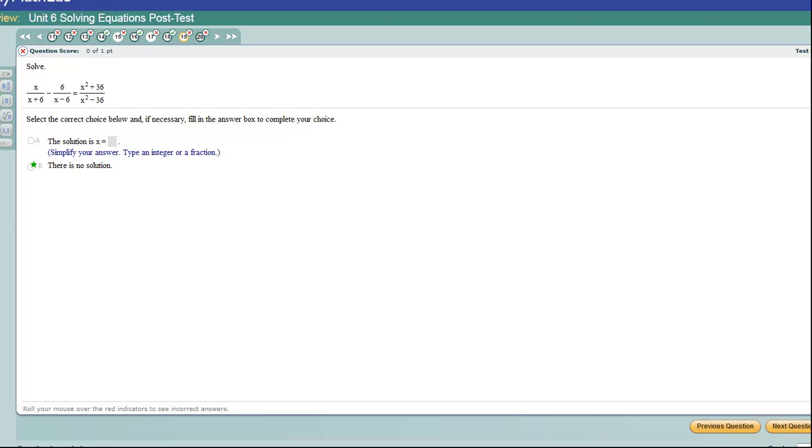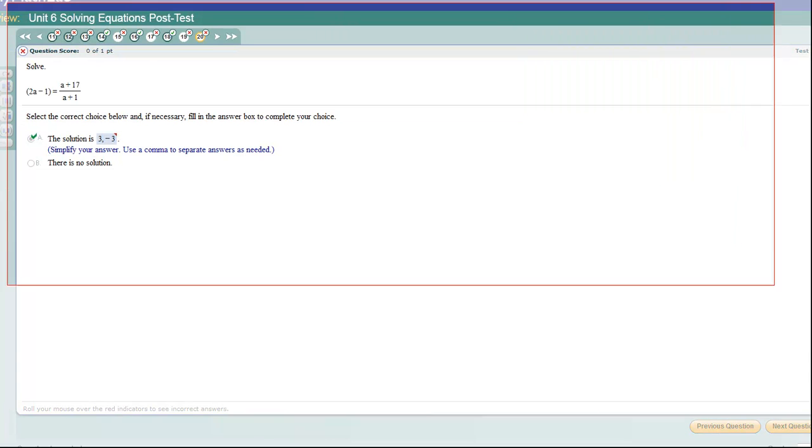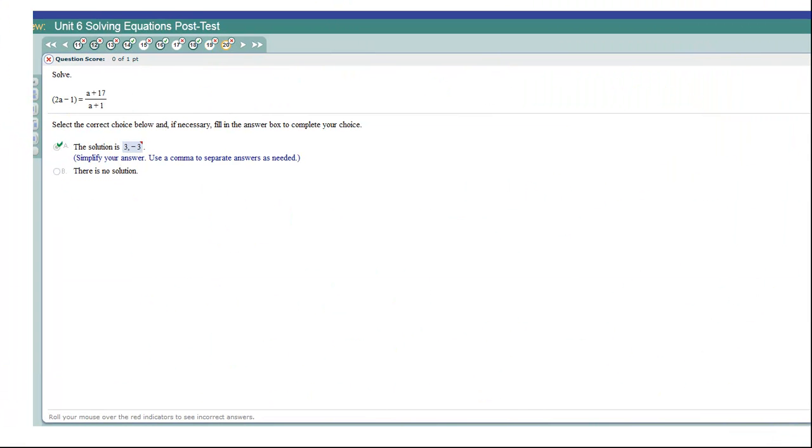Okay, so let me see, number 20. And let's see what's going on with this one. Okay, here, we were close. We want to get rid of the denominator again. This time we just have this a plus 1 as our denominator. So we multiply through both sides by a plus 1, and then our denominator cancels out.